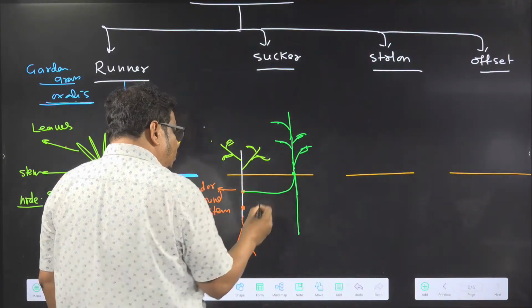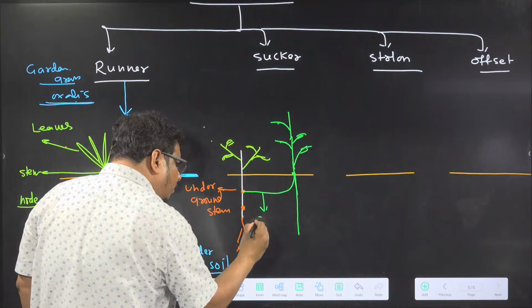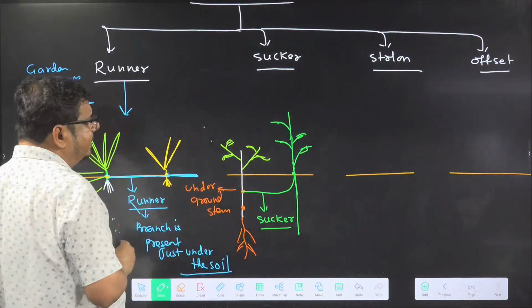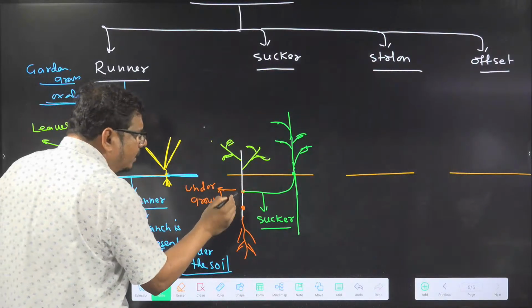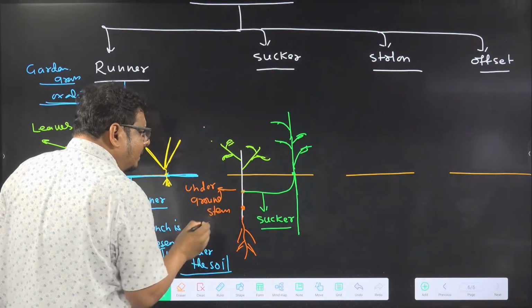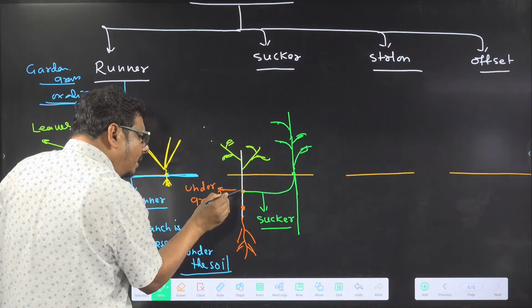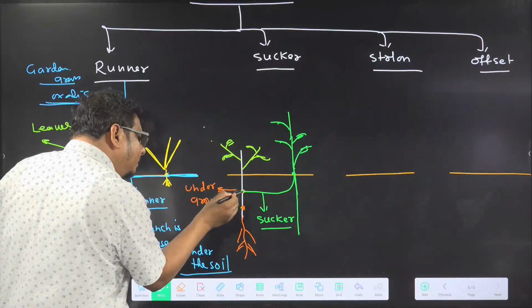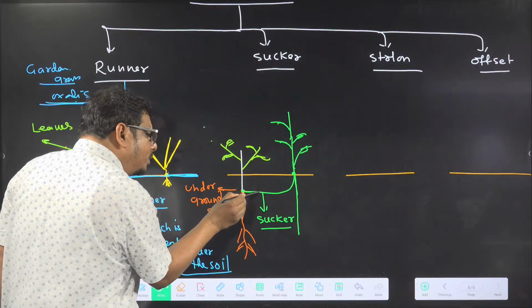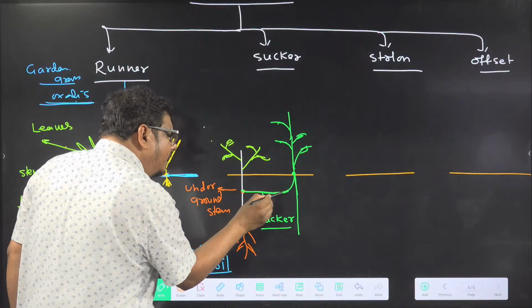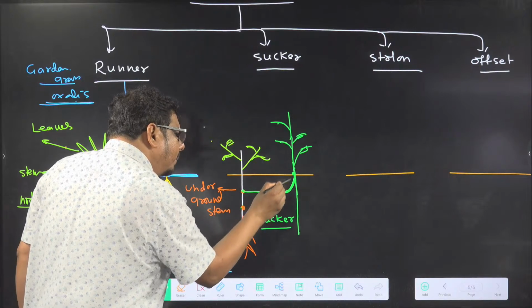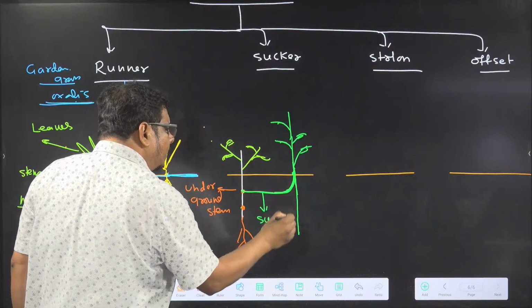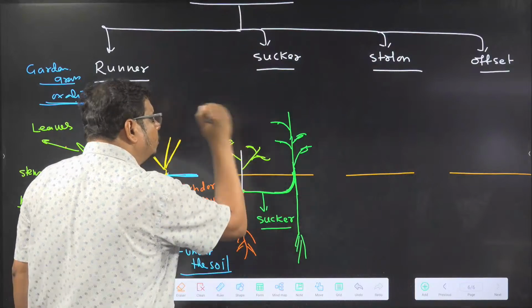So here this structure is called what? Sucker. When you read, NCERT wrote that this sucker is what basically? It is growing underground. It is arising from the node of the stem which is present under the ground. It is growing up to some time under the soil and then moving obliquely up and touching the ground. And when they touch the ground, from there new root and new shoots arise.